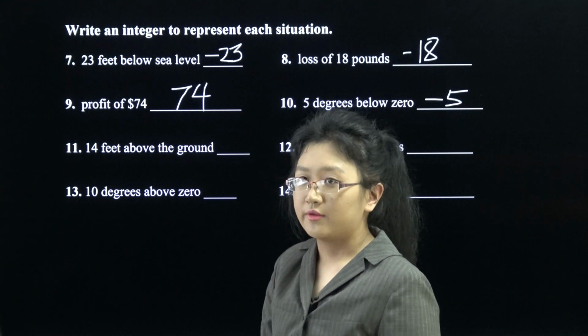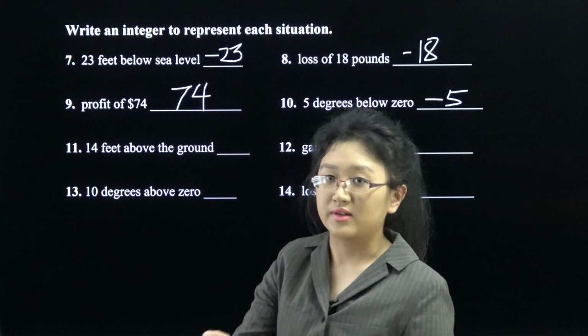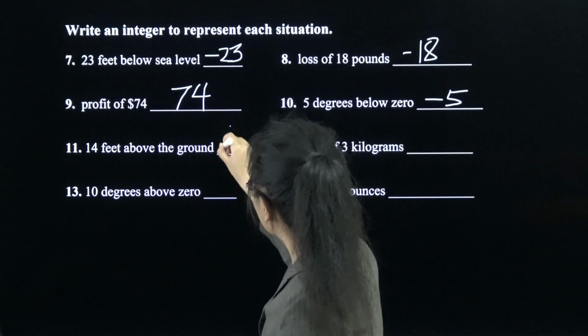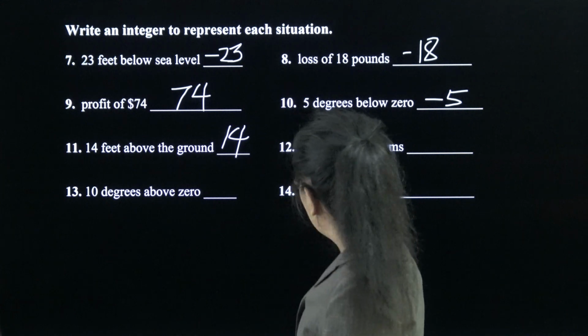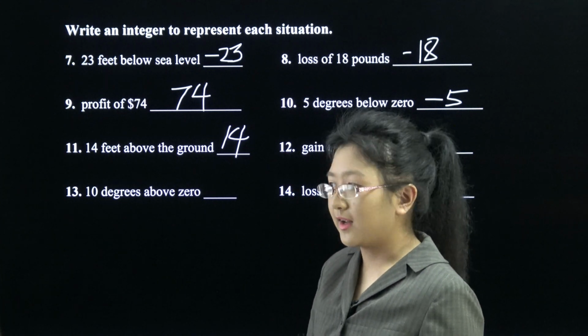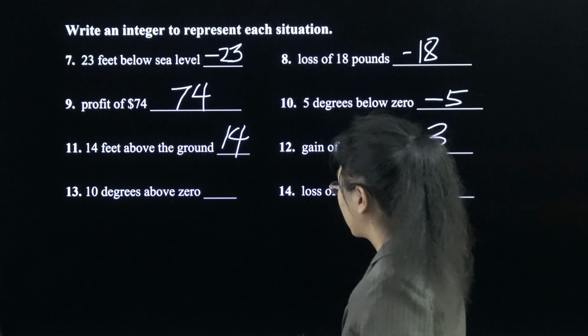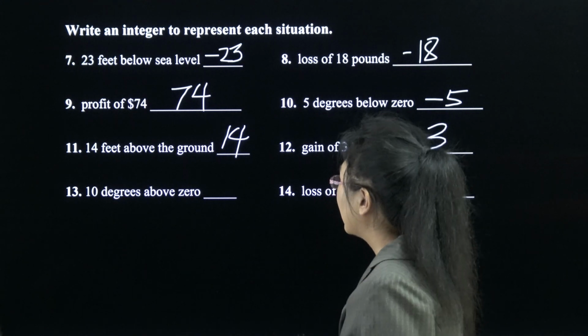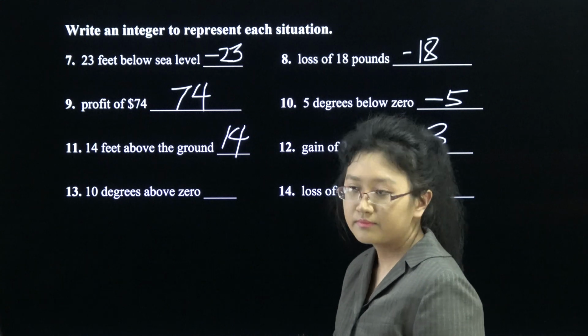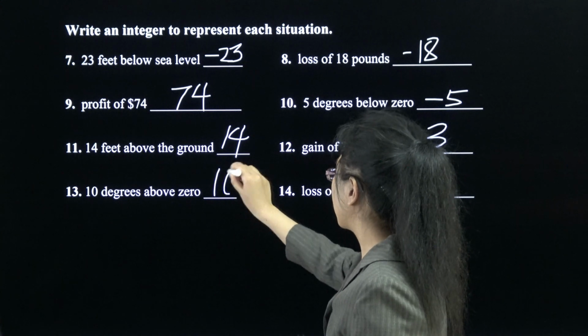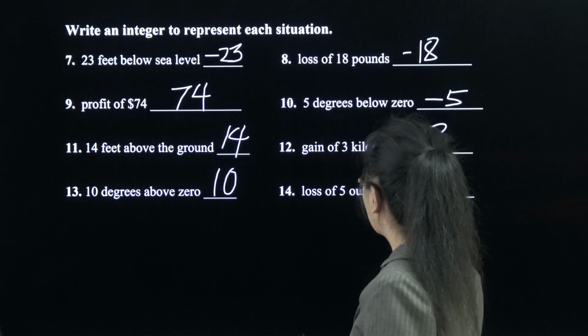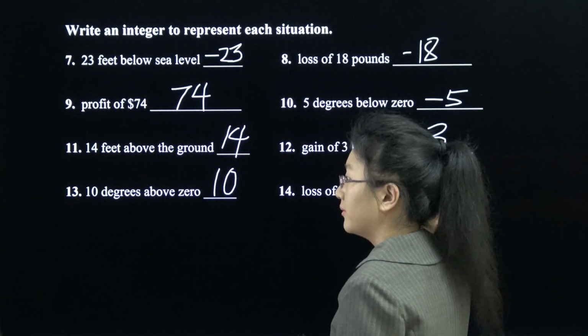14 feet above ground. Ground is 0, so 14, positive. Gain of 3 kilograms. You're gaining this time instead of losing, so it's obviously the opposite. Just positive. 10 degrees above 0. It's above 0, so it's positive. Loss of 5 ounces. Negative.